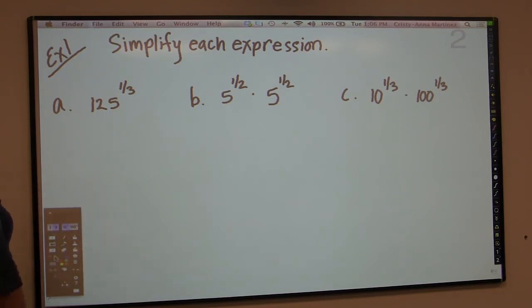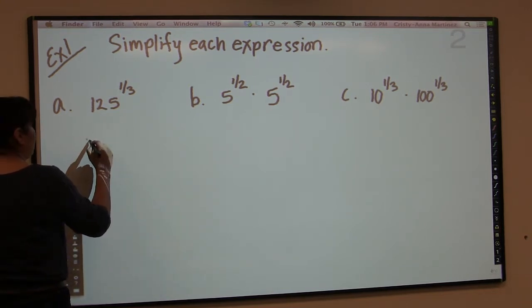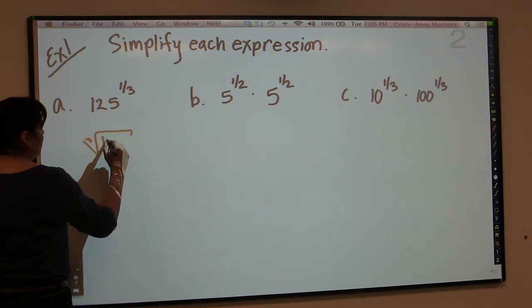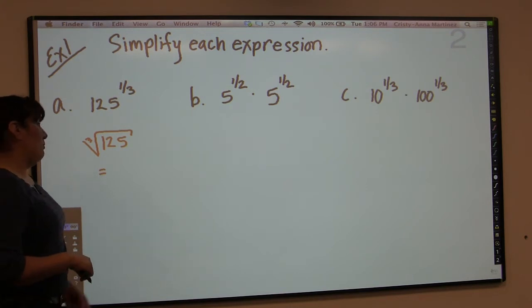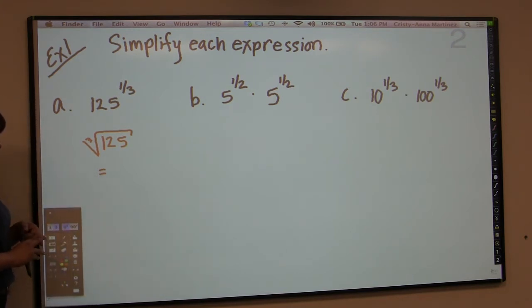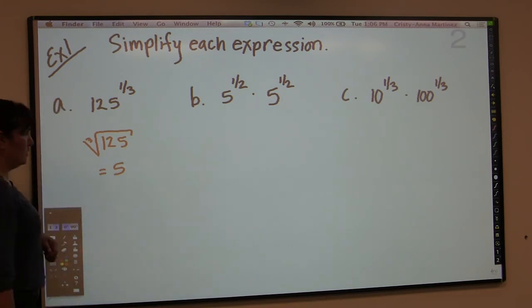It looks good. We're going to simplify each expression. I'm going to show you how to do that, again based on what we did earlier. So, 125 to the 1/3 power is the same thing as the cube root of 125, which we know is 5. We're looking for a number that multiplies by itself 3 times to get 125, and that number is 5. 5 times 5 is 25. 25 times 5 is 125.